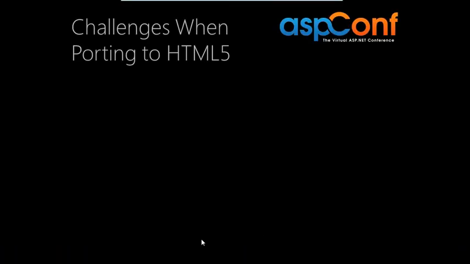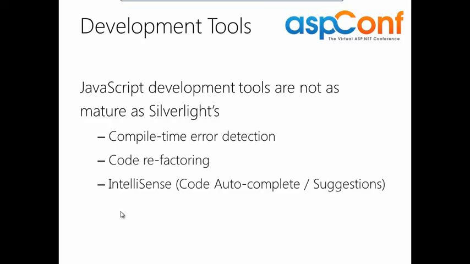All right. Okay, so now let's talk quickly about challenges. Challenges that we came across were development tools. So really, JavaScript's development tools are not as mature as Silverlight's. That's the bottom line. I know there's good text editors out there. Visual Studio is getting a lot better, but it's just not the same. If you're used to compile time error detection, code refactoring, and IntelliSense, some of that's there, but it's just not the same.